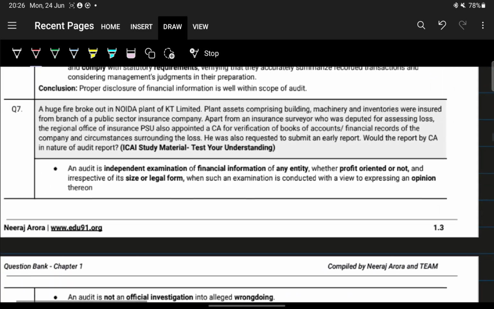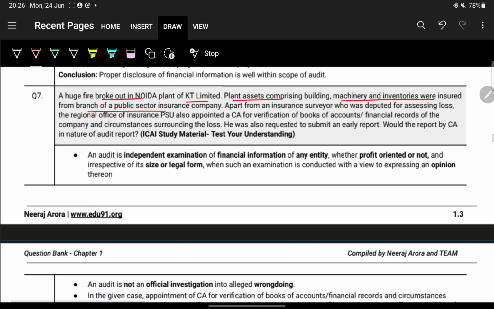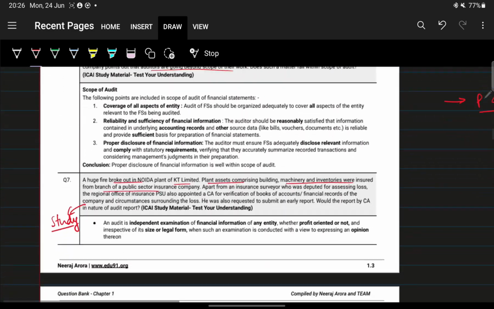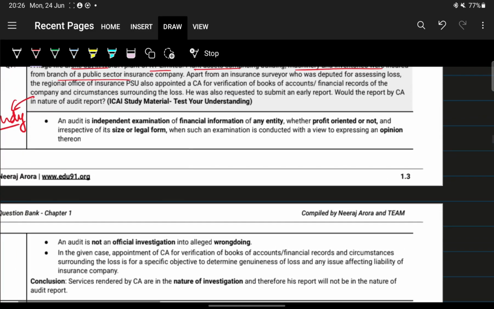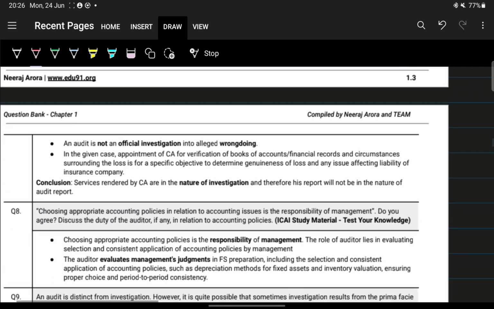Okay, next, moving on to question number 7. A huge fire broke out in Noida. The plant assets comprising building were insured from the branch manager. Basically this is also from the study mat question. This is already covered yesterday. I feel like I've spent enough time talking about these study mat questions. I'll just let you read it in case you haven't watched the video. You can just pause it and go through it here also. I'll just move on now. Okay, next.